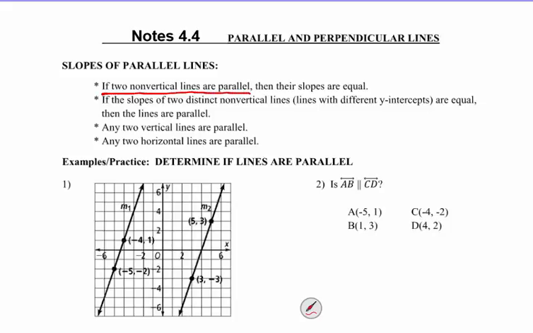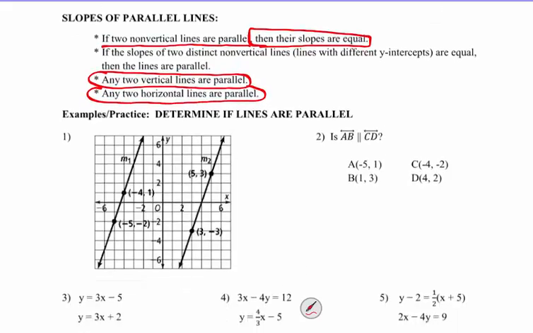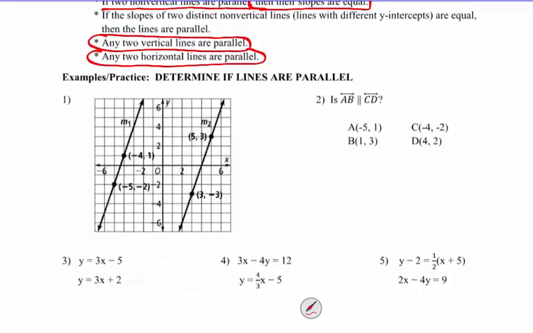If two non-vertical lines are parallel, then their slopes are equal, meaning if you have two lines that are not vertical with the same slope, then they are parallel. In the same token, if you have two lines that have different y-intercepts with the same slope, they are also parallel. Also know that vertical lines are parallel to vertical lines and horizontal lines are parallel to horizontal lines.